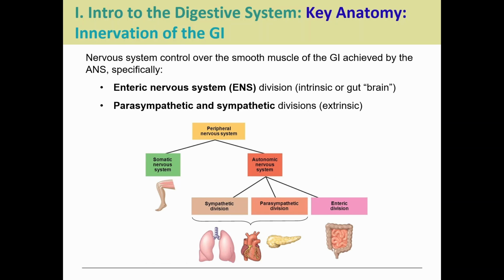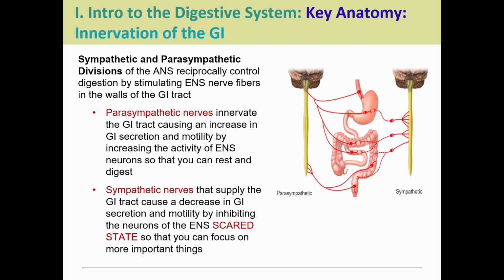Now with the nervous system, we have the enteric nervous system, which is kind of like the side that is going to handle things like the muscle contraction, all that. But we also have the parasympathetic and sympathetic divisions. So that's going to do things like speed things up or slow things down in response to that fight or flight response.